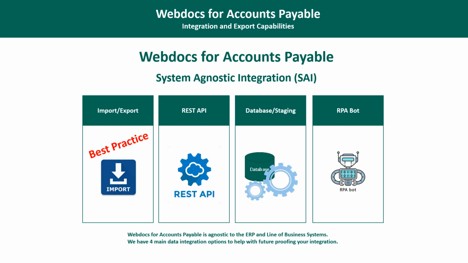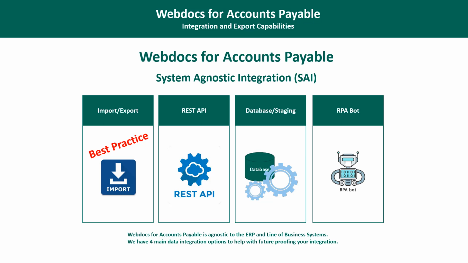We have REST API capabilities. We can do different things like that. And we have database and staging capabilities, right? So we can feed a DB2 table, a SQL table, doesn't make a difference. We can feed that information to somewhere at that point. And then we also have robotic process automation bots that we can put into.